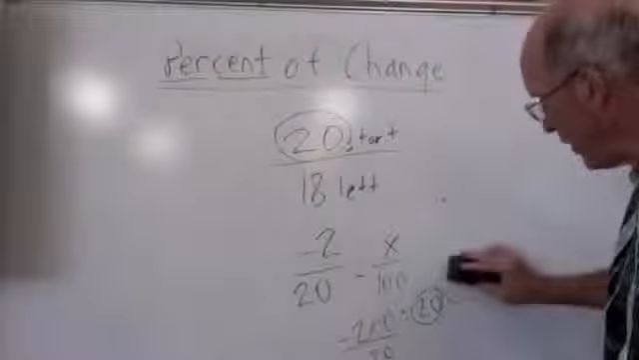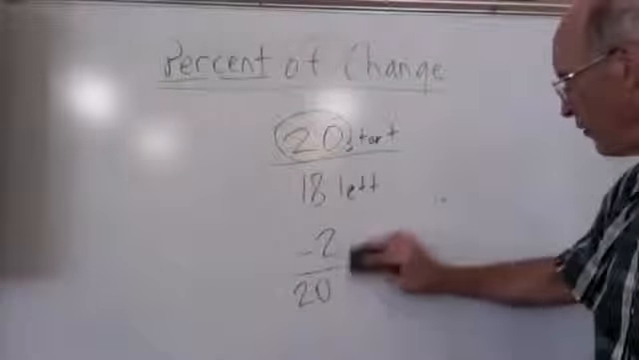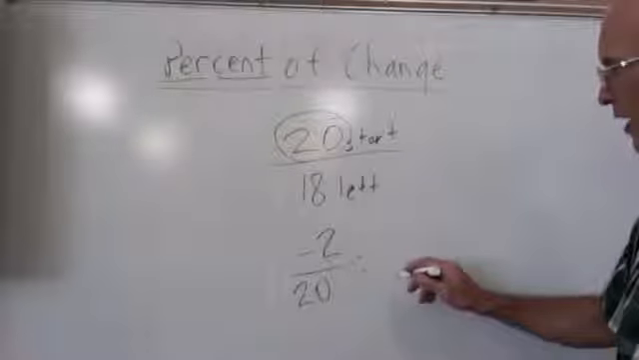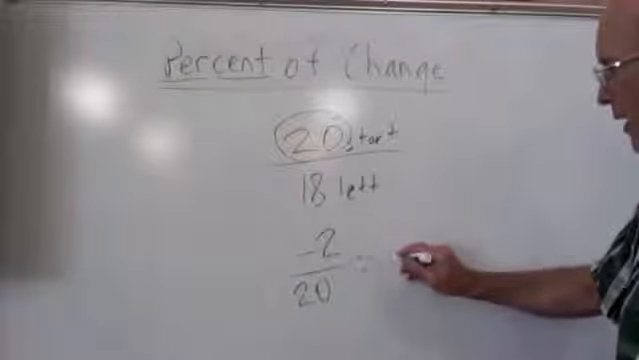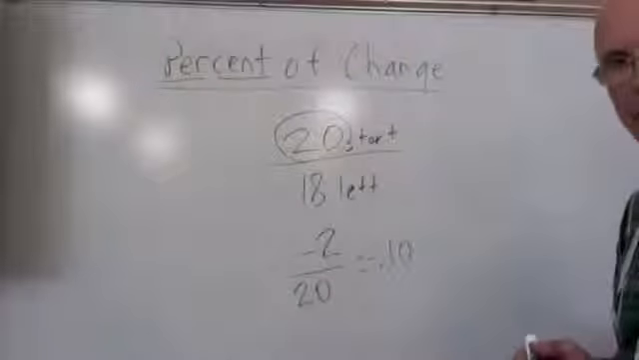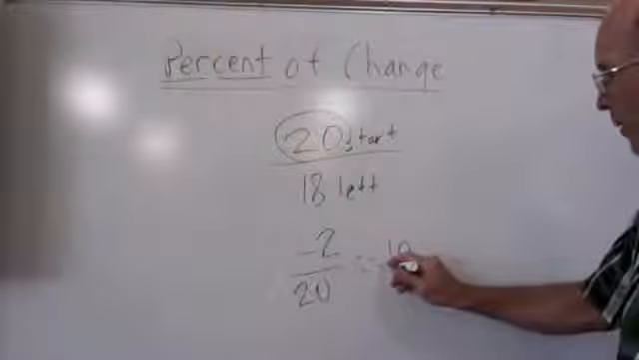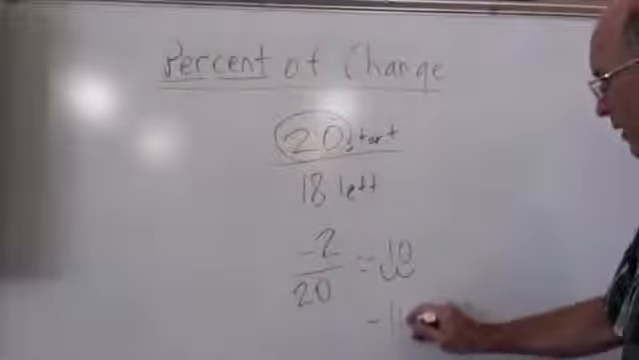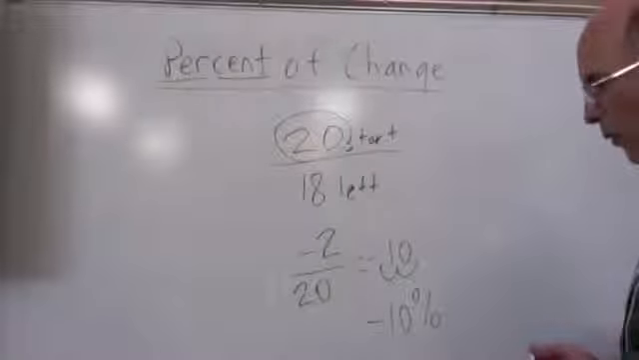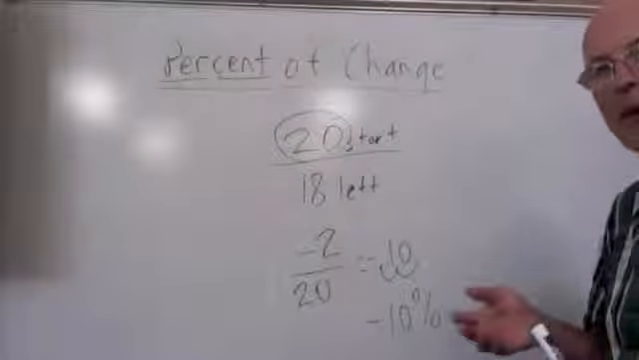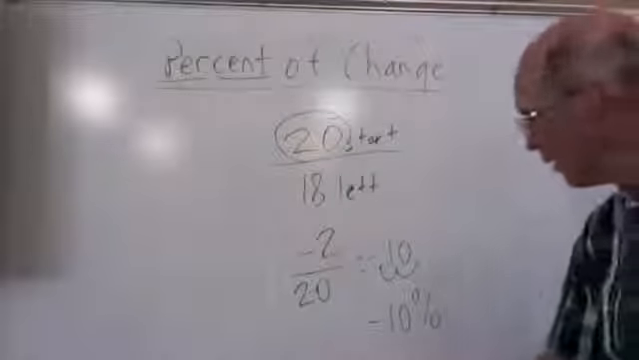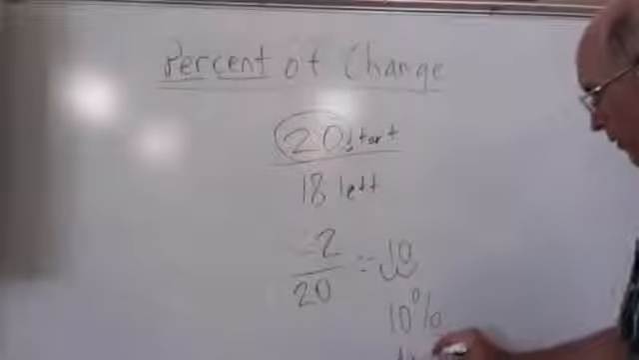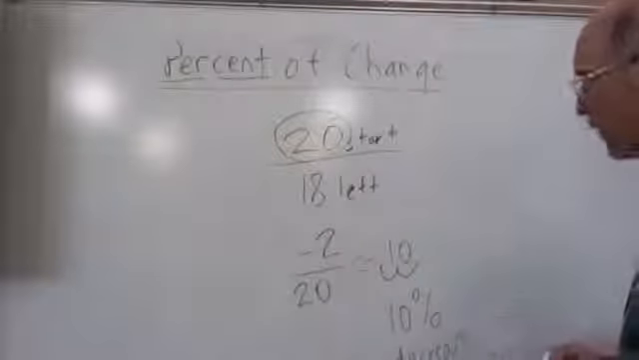The alternate way to do it again is to simply take the original fraction, turn it into a decimal, which is going to be -0.10. Turn that into a percent by moving this over twice, and we get a negative 10% growth. You can say it either that way, negative 10% growth or a 10% decrease. Both mean the same thing.